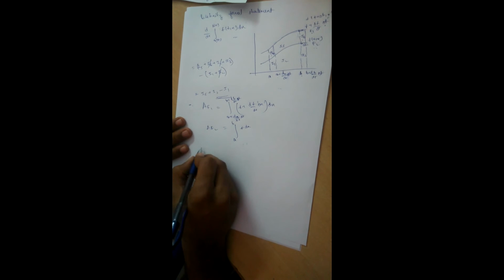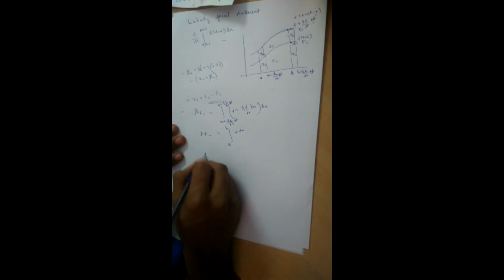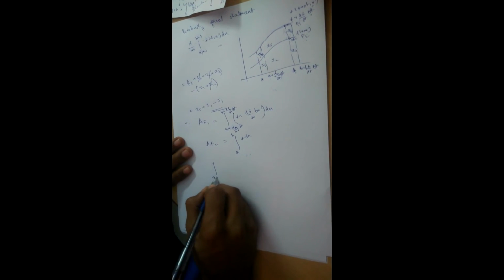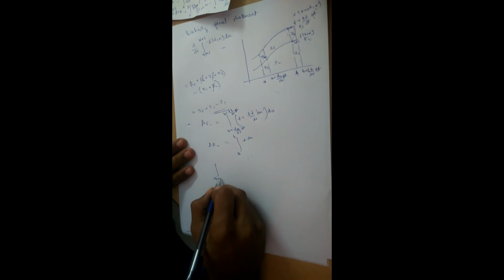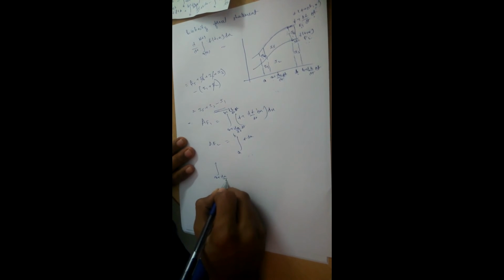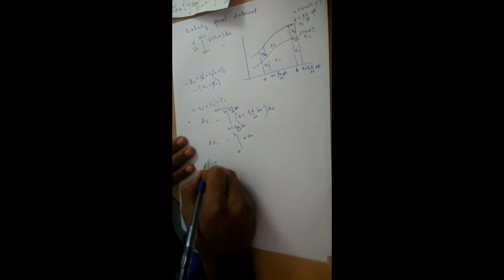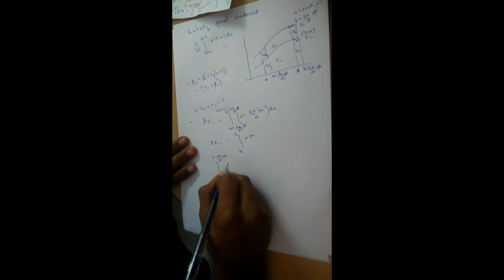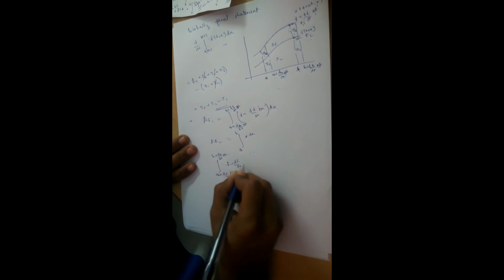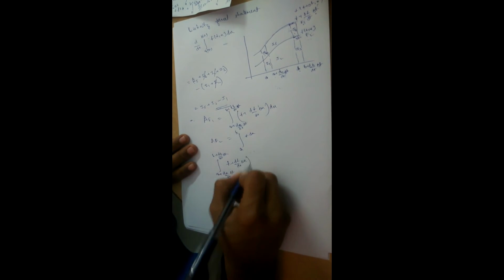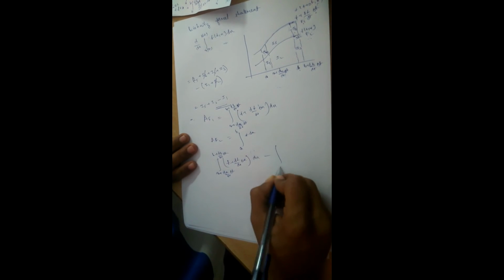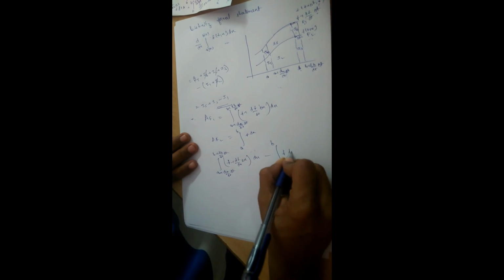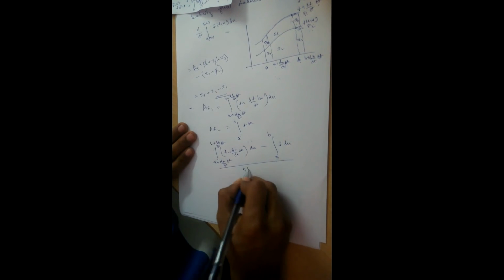So that is, we require the integral of a plus dA by dt delta t into b plus dB by dt delta t of f plus df by dt delta x dx, minus integral a to b f dx, all by delta t.